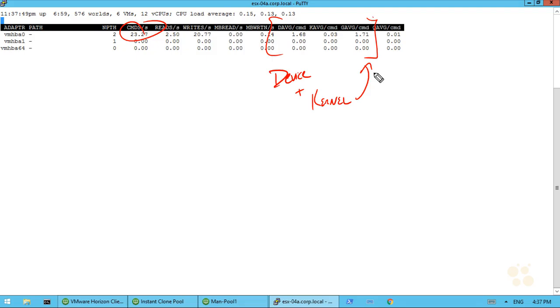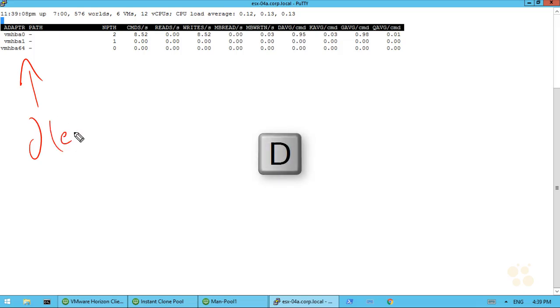This grand total here on the end, you definitely want to try and make sure that we are keeping that below 10 milliseconds on average. If it gets beyond that, we're going to have some real issues. Now, what we just did is the letter D, and the letter D is for device. All right, and so we see these adapters over here on the left-hand side.